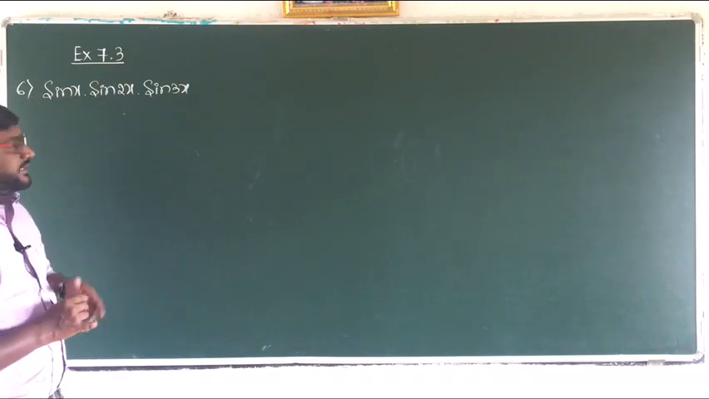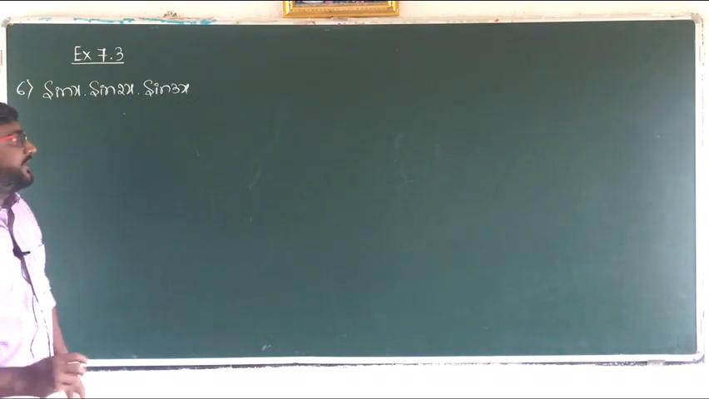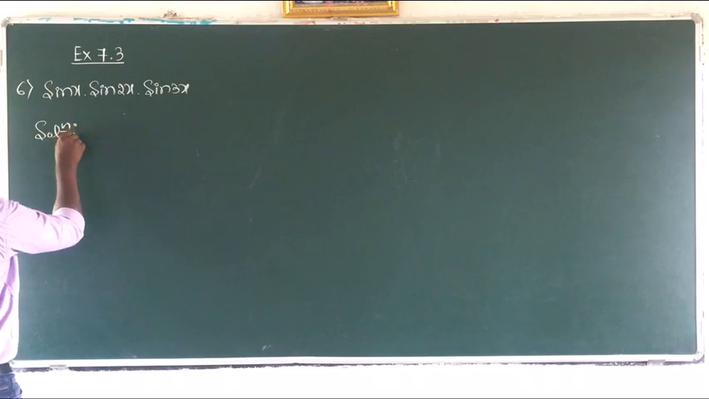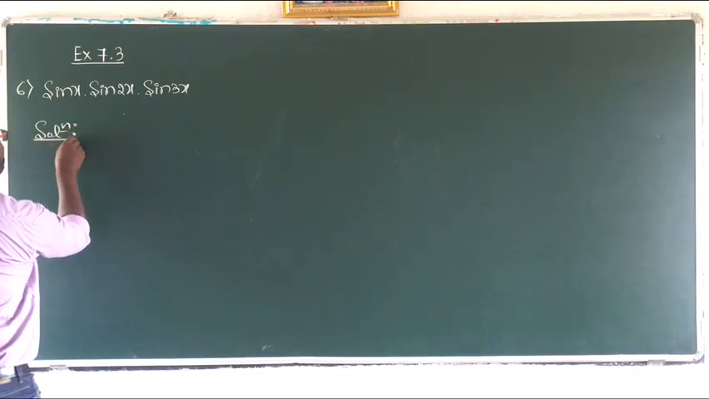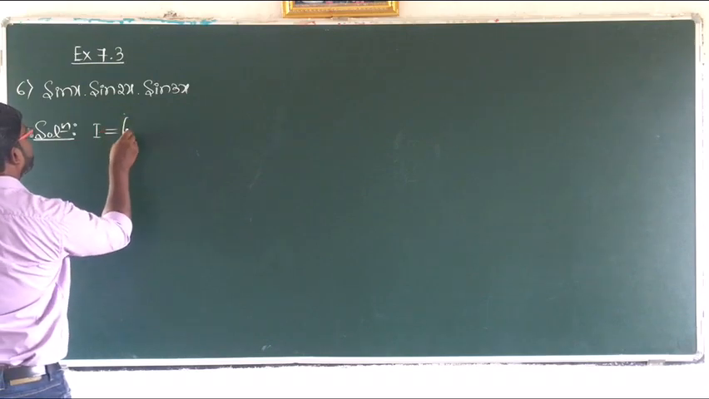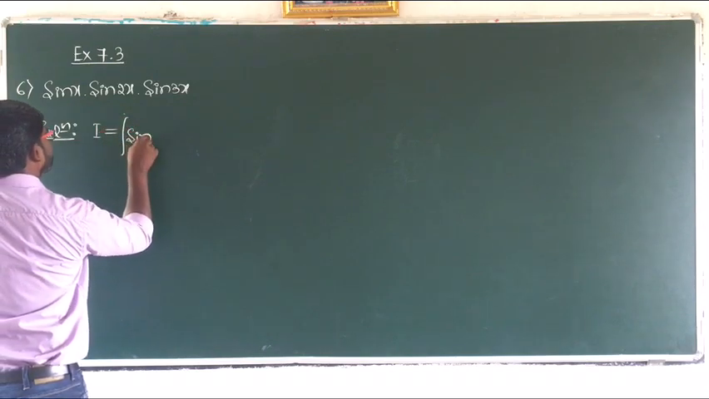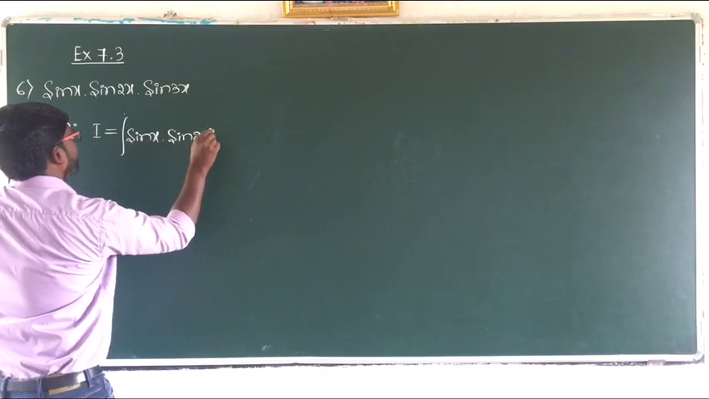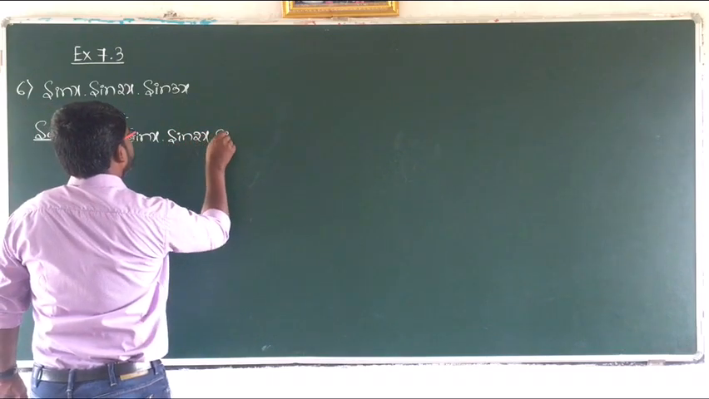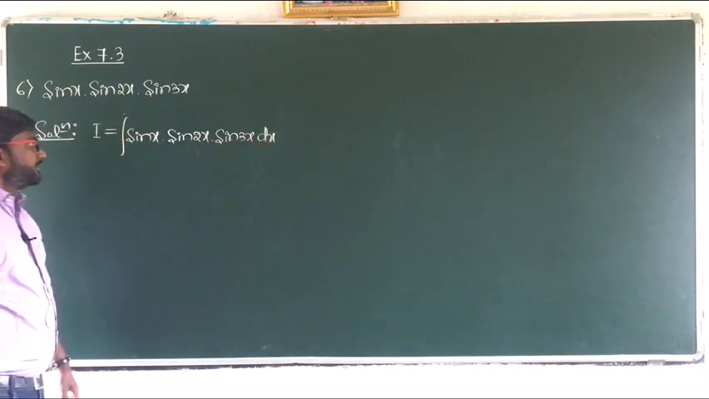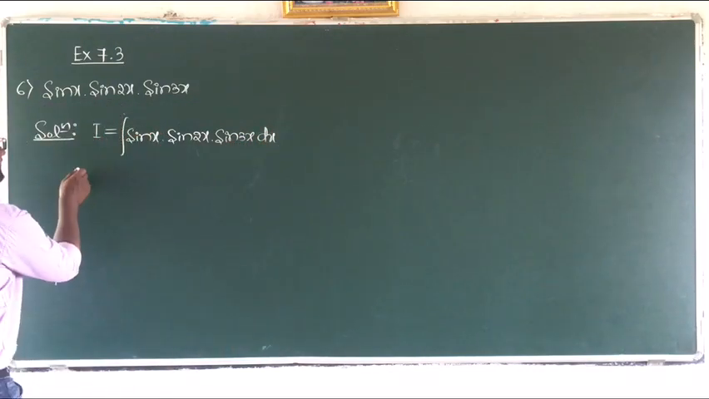It is sin x into sin 2x into sin 3x. So I take up this as I, which is equals to integral sin x into sin 2x into sin 3x dx. So now we have to make use of the standard formula.